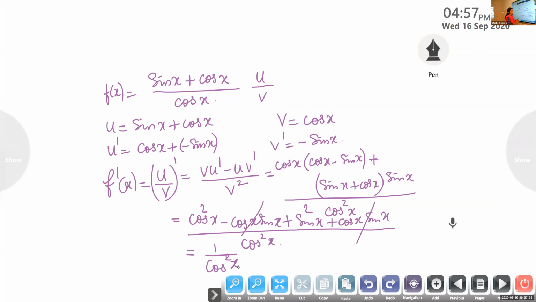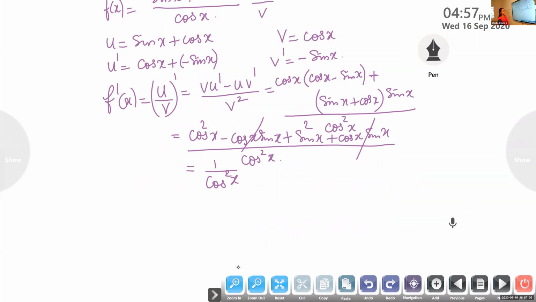Now what is 1 by cos? Recall all the identities what you have learned in trigonometry. What is 1 by cos? Sec theta. So it is sec square x. 1 by cos is sec. So it is sec square x. We are using the identities. We need the identities in trigonometry.